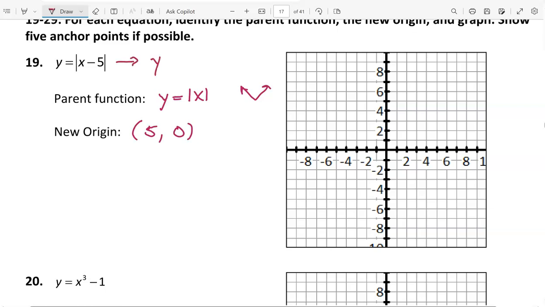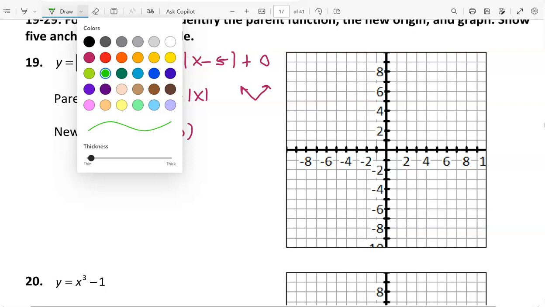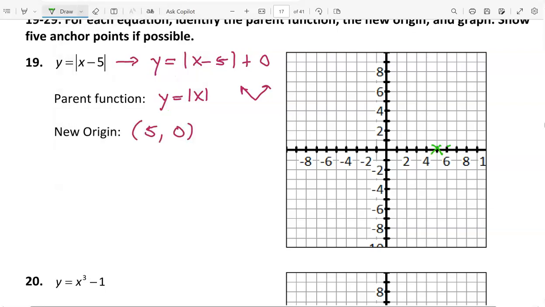We can rewrite the equation in the form y equals the absolute value of x minus 5, plus 0, because adding 0 has no effect, so you can explicitly write the plus 0 if you wish. So what that means is, if I graph the new origin at (5, 0), then from that new origin, I can just graph the points on the parent function.